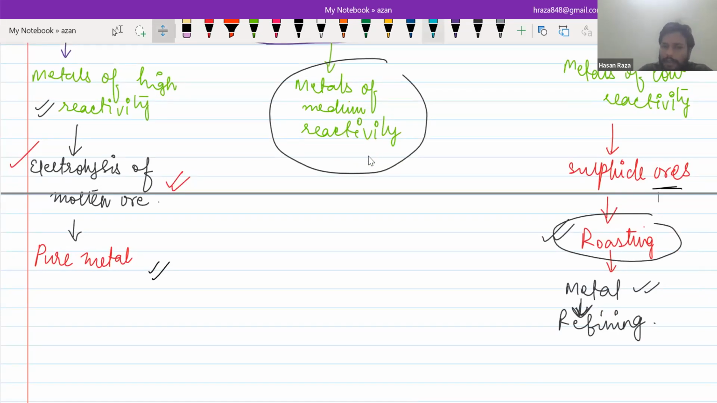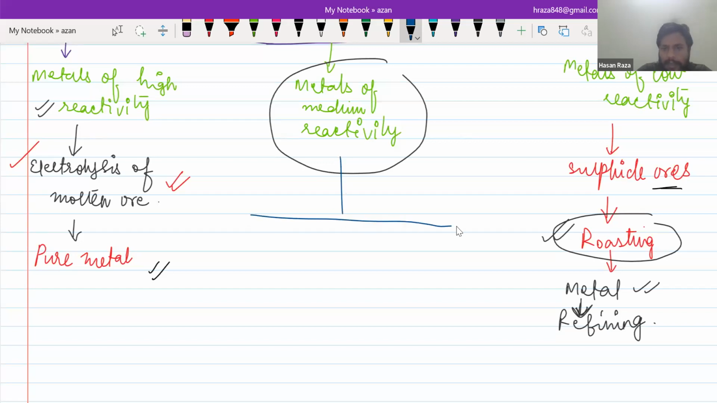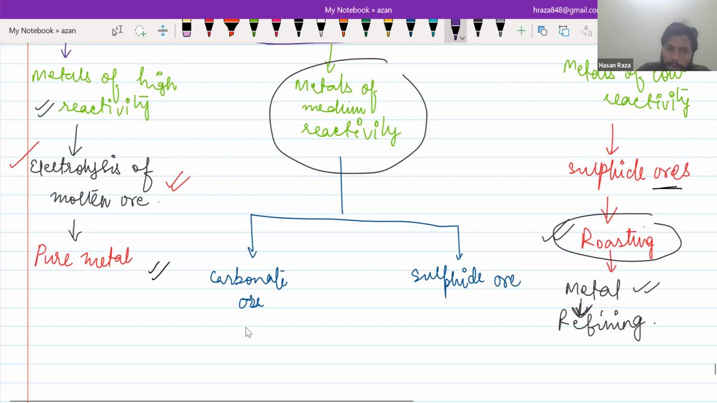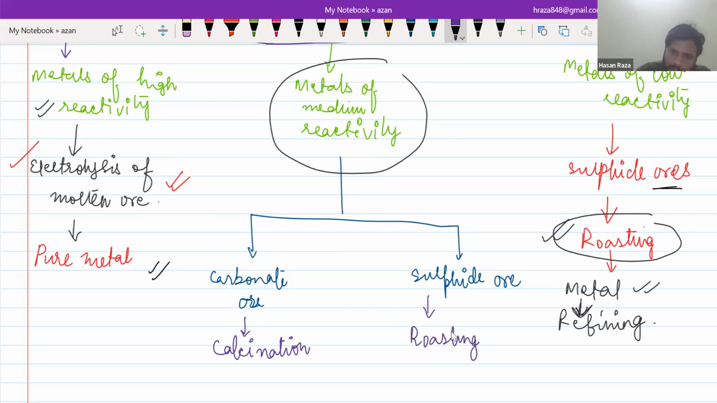What about the metals of medium reactivity? It has two parts. If this medium reactivity metal is in the form of carbonate ore, or if it is in the form of sulfide ore. If it is in carbonate ore, we will let it go through calcination, and if it is in the form of sulfide ore, we will let it go through roasting. We will see what is roasting and what is calcination.